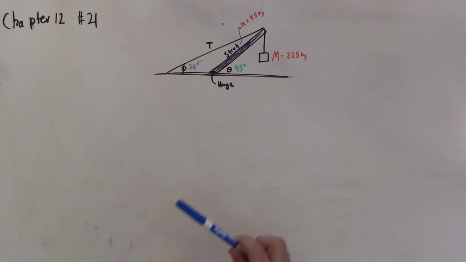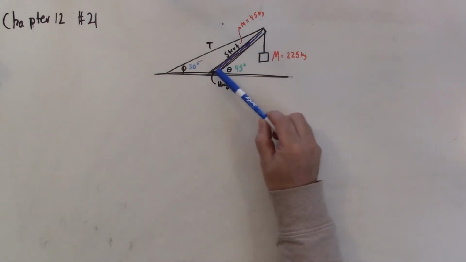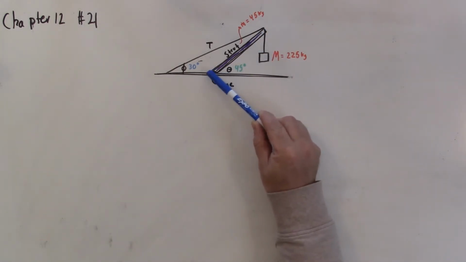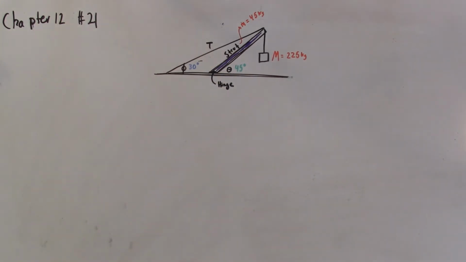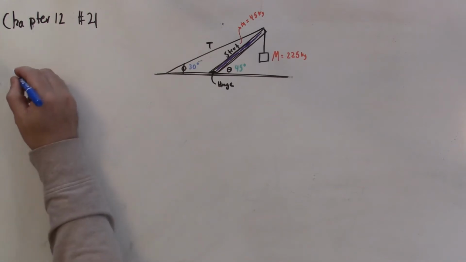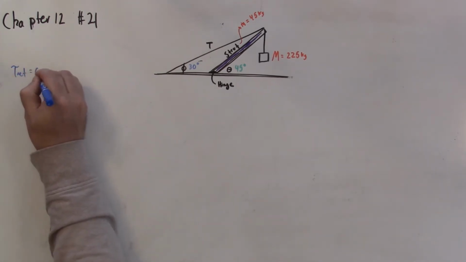What we see here is that this is our strut. It's attached to the ground by a hinge and free to pivot. If it's free to pivot, this feels like a torque problem to me, and because it's not accelerating linearly or angularly, it's in equilibrium. Therefore, the sum of the torques, the net torque, is zero. So let's make a net torque statement. First of all, I know the net torque is equal to zero.